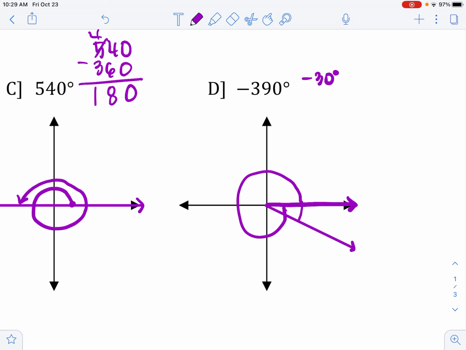Then I can draw my terminal side. Notice sometimes I draw the terminal side first because I think about it. Sometimes it's not visually popping into my head, but make sure you put an arrow right there. So I'll draw the whole rotation first.